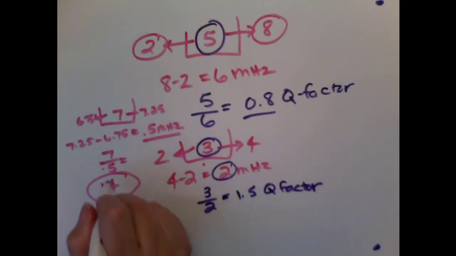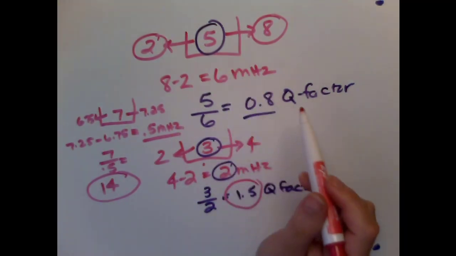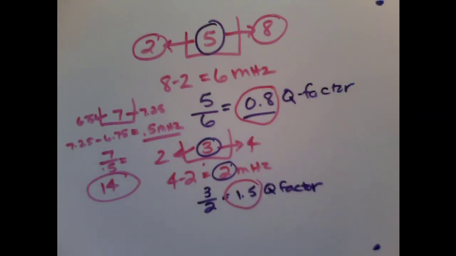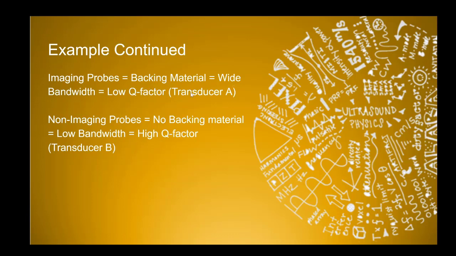Now look at our Q factor for our continuous wave example. Super high Q factor, right? A little bit smaller difference results in a moderate Q factor, and then a very wide bandwidth results in a very low Q factor. So let's go back to the slides and see what that means. So our example showed us that our imaging probes that have backing material are going to have a wider bandwidth and a low Q factor. That's going to be more like transducer A.